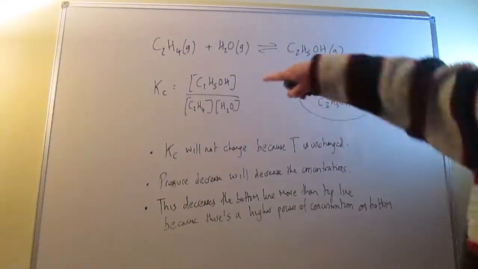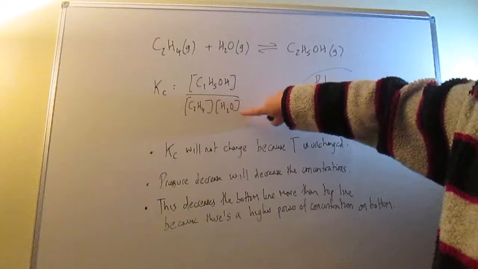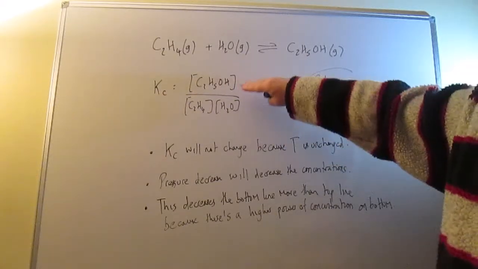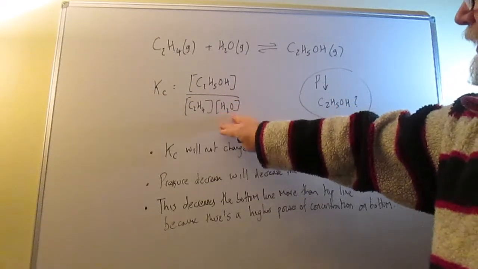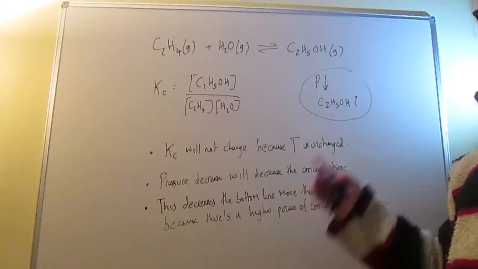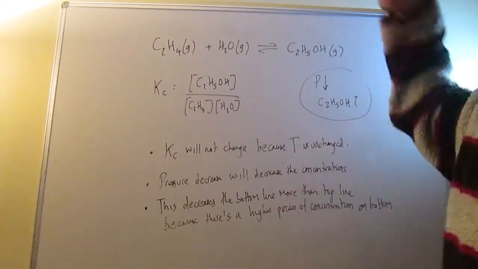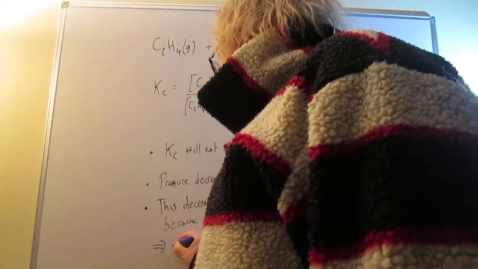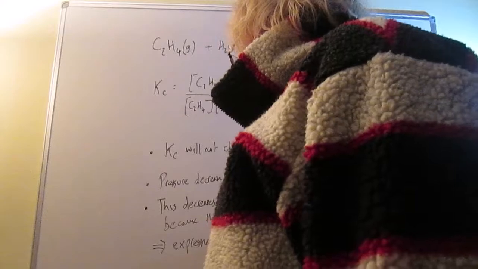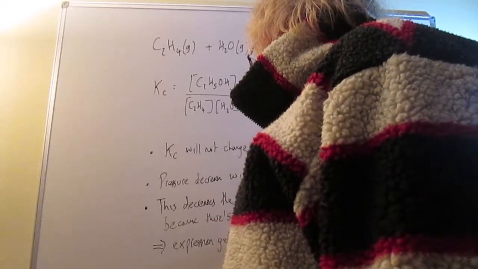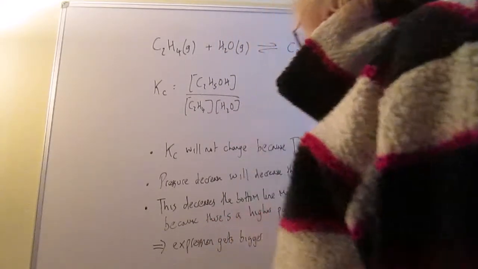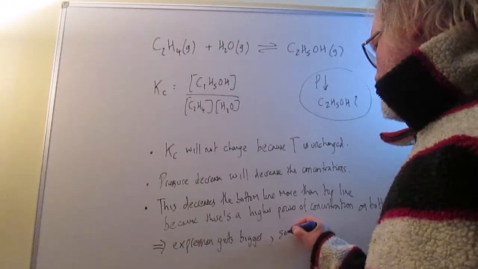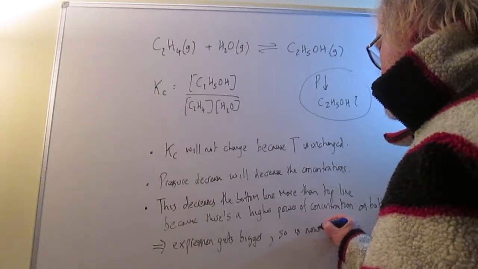So what does that mean? Well, if they've both decreased, but the bottom line has decreased more, it means in effect you're now dividing by a smaller number. And if you divide by a smaller number, the answer gets bigger. So that means that the expression value gets bigger, and so is now bigger than Kc.